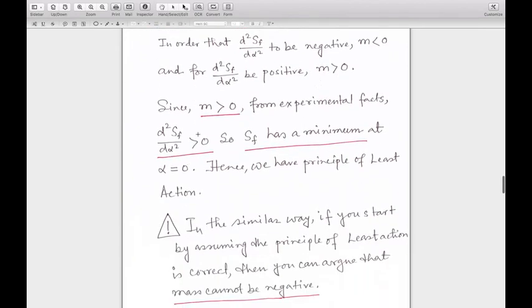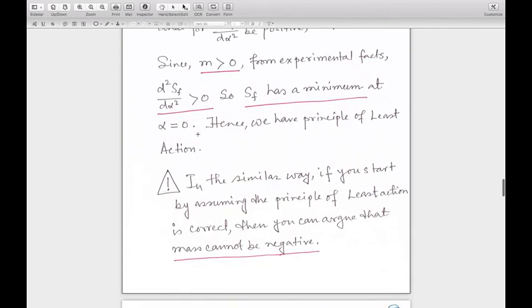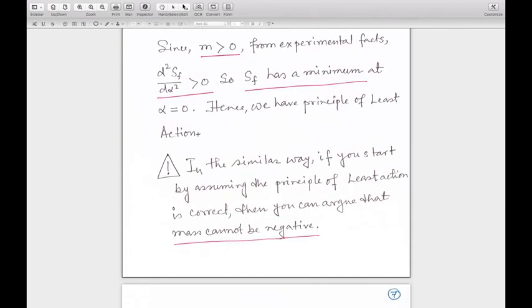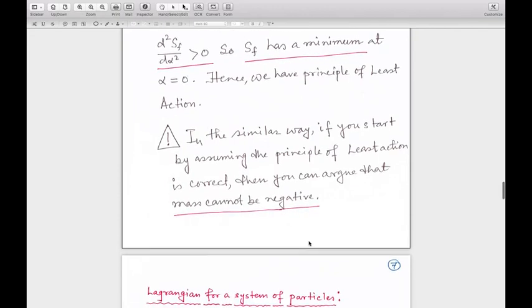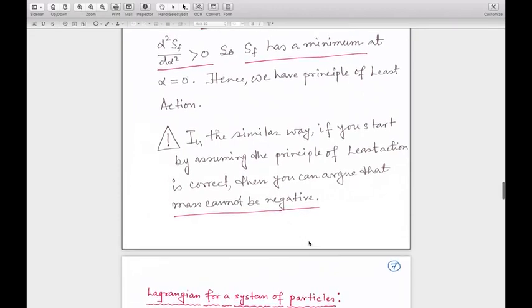Now in Landau's book, as I said in the discussion forum, the thing is done the other way around. He assumed that the principle of least action is correct, and not the greatest action or anything, and from that he argued that mass cannot be negative. That's also possible. But I think my way is more interesting, because whether mass is positive or not we can always know from experimental facts, whereas whether the principle of least action is correct we cannot really determine from our everyday experiments or experiences.